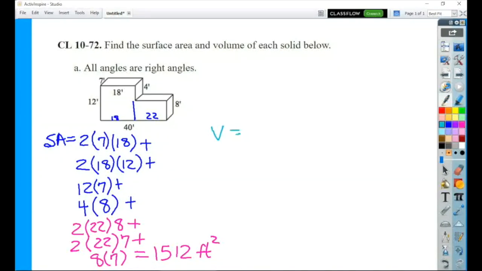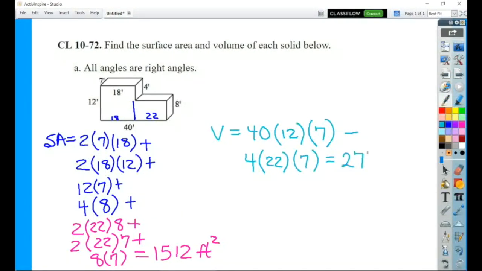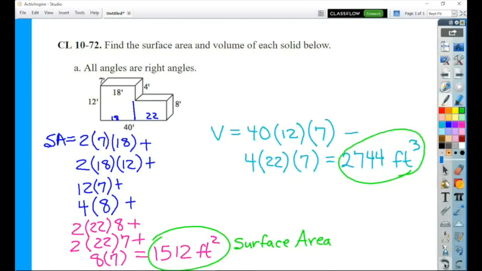Now for the volume, we're going to look at the entire shape without the piece out of it, which would be 40 times 12 times 7. And then we're going to subtract out the upper right-hand corner, which is 4 times 22 times 7. And that gives us a total of 2,744 cubic feet. So we have surface area of 1,512 feet squared, and we have a volume of 2,744 feet cubed.